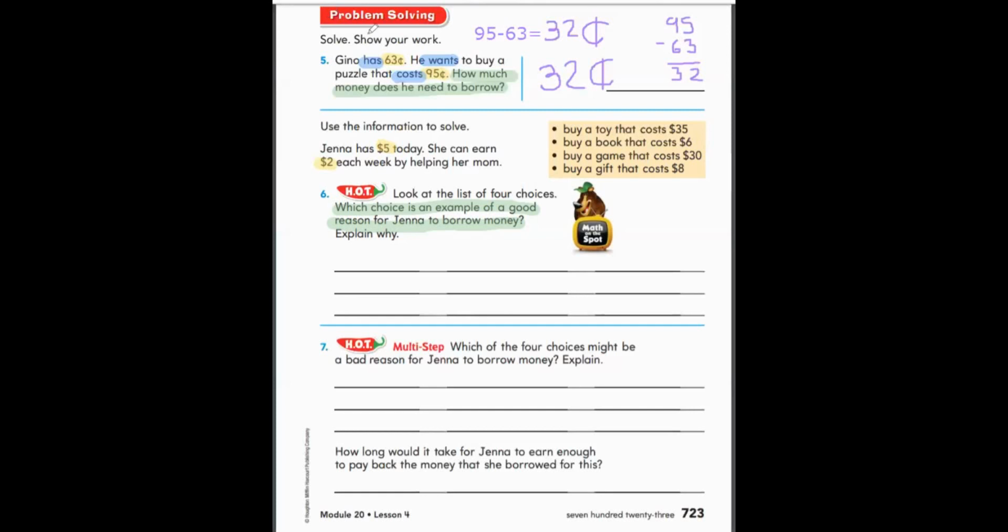And then keywords. She has 2. She can earn 2. Okay.